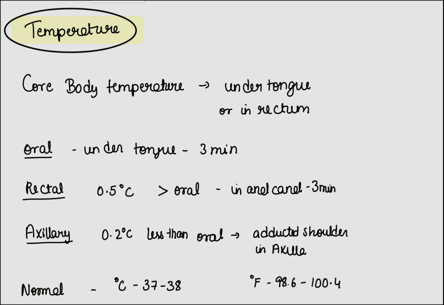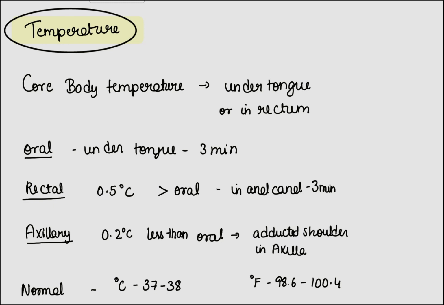Usually the routes of measuring include oral. Under the tongue, the thermometer is kept for 3 minutes. Rectal temperature is 0.5 degree more than oral temperature. The thermometer is kept in the anal canal, 4 to 5 centimeter deep, for around 3 minutes, usually in infants. That's how we measure. Then axillary temperature is 0.2 degrees Celsius less than oral.